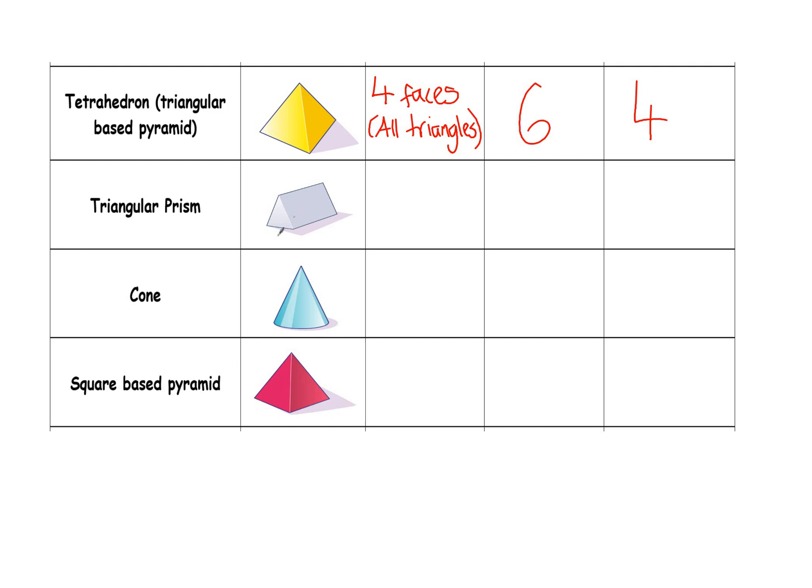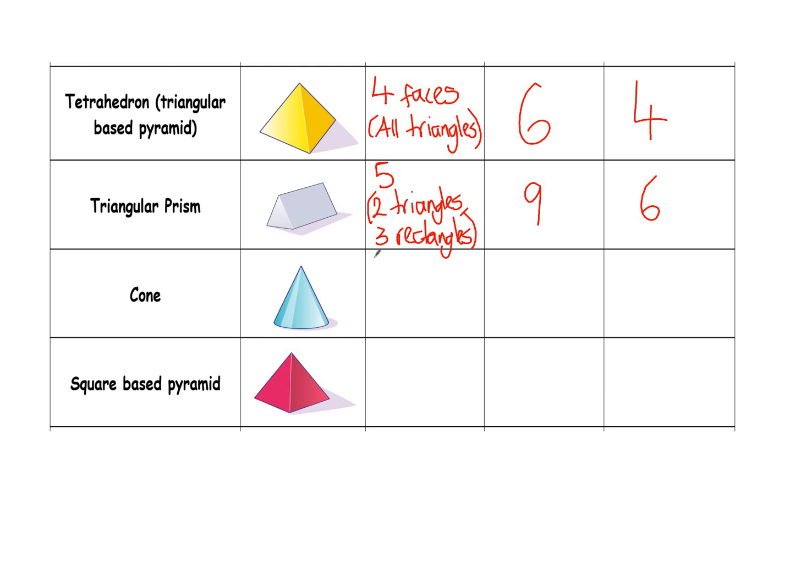Triangular prism, think of a Toblerone. Okay, that has 5 faces, 2 are triangles at either end, and 3 are rectangles. It has 9 edges, if you count them, 1, 2, 3, 4, 5, 6, 7, 8, 9, and then 6 vertices, 1, 2, 3, 4, 5, 6.